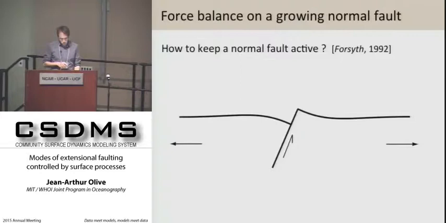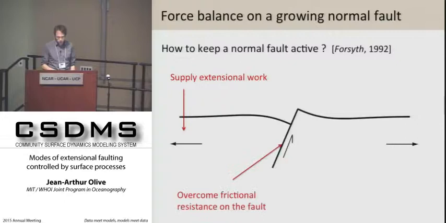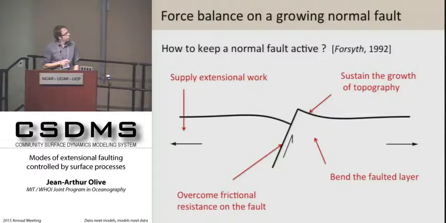Now to explain those numerical results with very basic physical arguments, we turned to a model considering the energy cost of growing a normal fault on long timescales, and we looked at the various contributions of topographic stress, bending stress, and so on and so forth. So we think of it this way. If you want to keep a normal fault active on long timescales, you obviously need to supply extensional work in the far field. This energy gets partitioned into a portion that is dedicated to overcome the frictional resistance on the fault. But another part of that energy goes into bending the faulted layer, and you've seen there was significant internal deformation in the footwall and hanging wall. And the last part of that energy actually goes into sustaining the growth of topography.